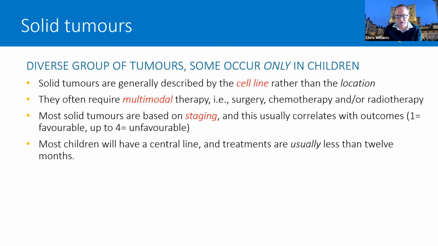So it's an important thing when you're listening to handovers or reading some case notes about a patient to know that a patient with a stage 4 disease, from a psychosocial point of view, from an outcome point of view, from the amount of toxicity and treatment, is going to be much worse than a child that has a stage 1 tumour. Nearly all children will have a central line because nearly all of these children are going to require some version of chemotherapy, and most treatment compared to the ALL group is usually less than 12 months.